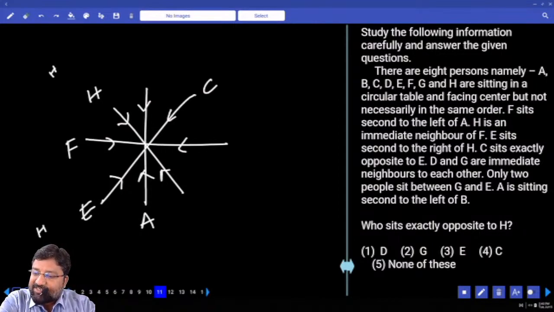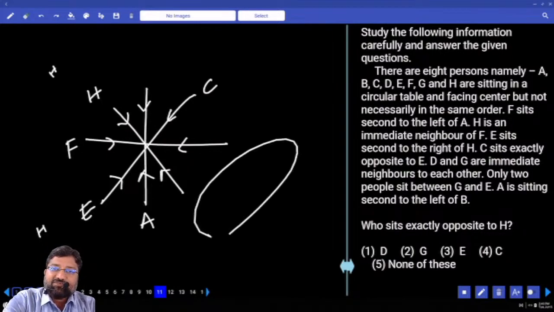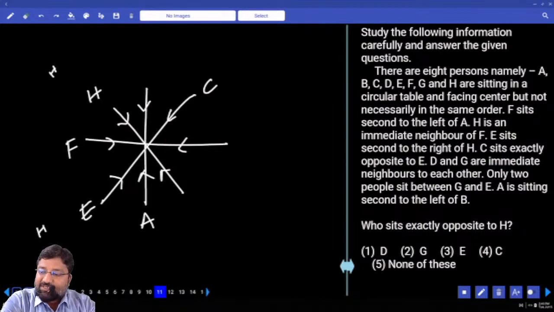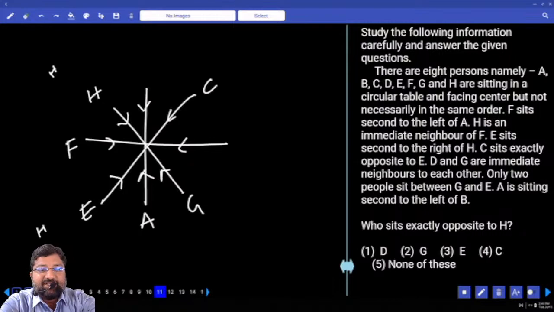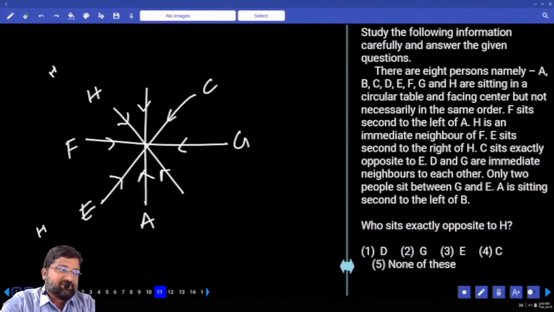Next he says D and G are immediate neighbors. When he says D and G are immediate neighbors, how many possibilities for D and G? Only one possibility. This is the place where you will go for D and G. What's the next point? Only 2 people sit between G and E. So there is no other option. This is G, this is E, and this has to be D, because he said only 2 people are sitting between G and E. And where should I go for G? This is G. This is D.